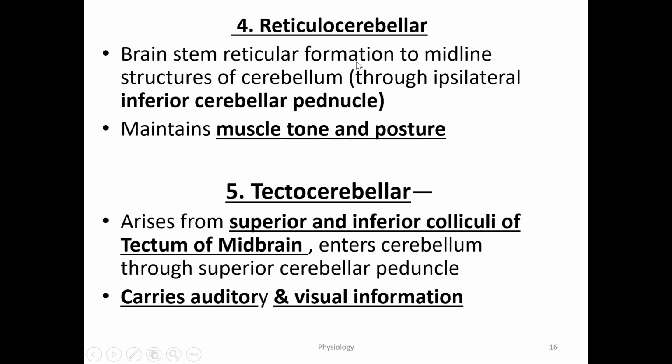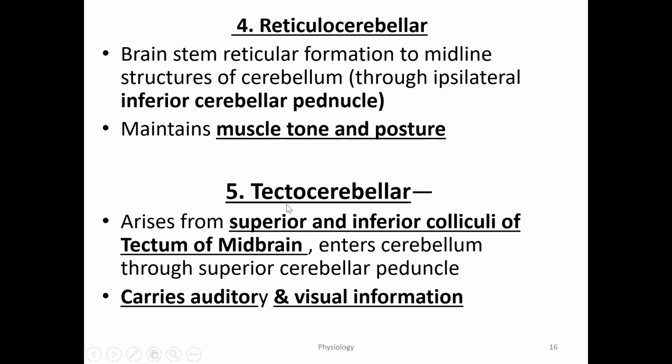Reticulocerebellar, the name itself says reticular activating substance, which is present in the midbrain, pons and medulla. They enter via the inferior cerebellar peduncle, and the main important function is maintenance of muscle tone and posture. This is a very important function of the reticulocerebellar tract. Again, in the lectures on muscle tone and posture, we are going to see overall how muscle tone and posture are connected with the cerebellum, then thalamus, then mainly the motor cortex and cerebellum.